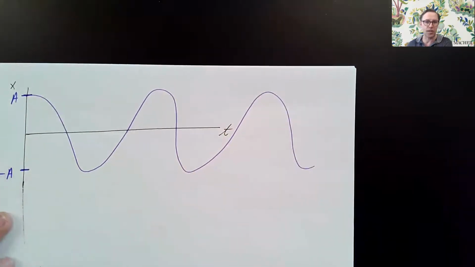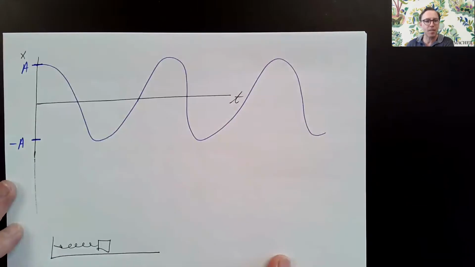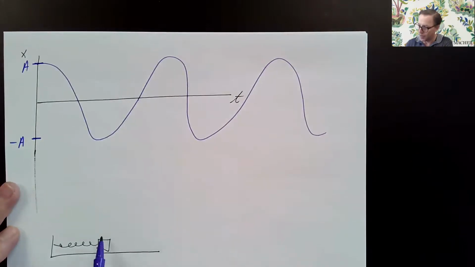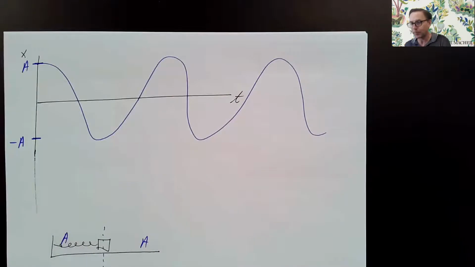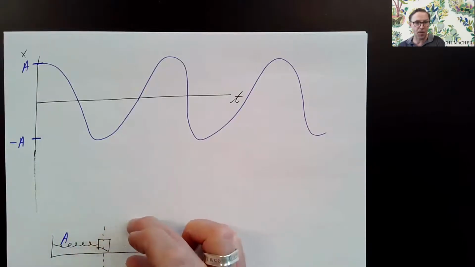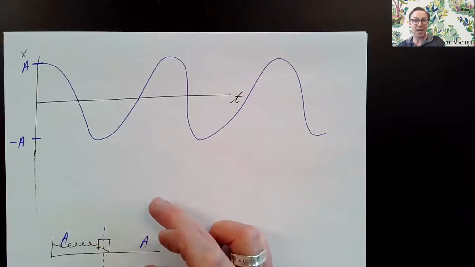Not the best drawing in the world, but it has the important parts. So as this goes back and forth between what I'll call equilibrium and A, the amplitude, and A, the amplitude on the other side. This picture corresponds to me pulling this thing over to the right and letting go.